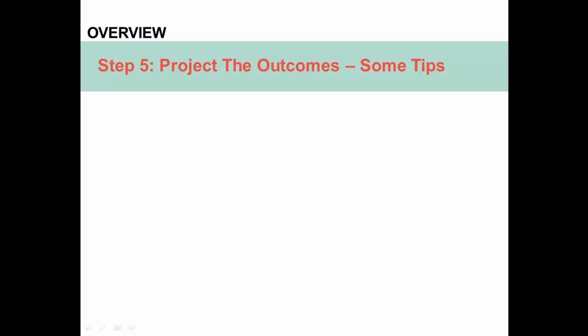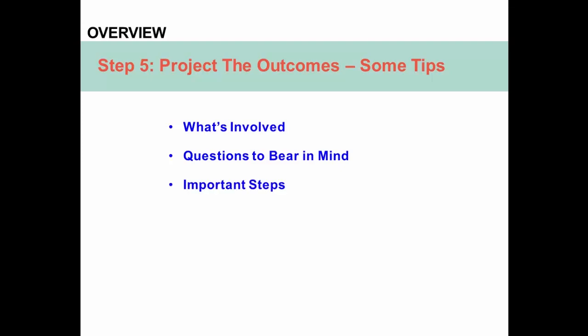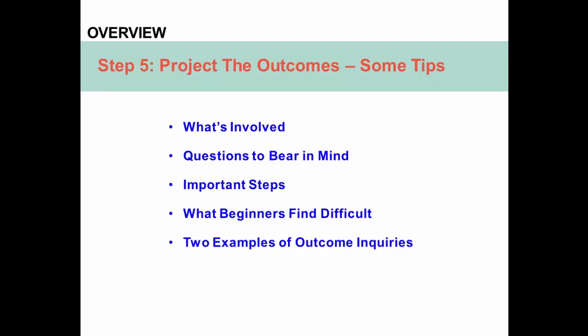This is Larry Rosenthal of the Goldman School with Step 5, Project the Outcomes. Some tips. We'll talk about what's involved at this stage of the Eightfold Path in general terms. We'll turn towards some questions to bear in mind. We'll talk about some important steps that the analyst takes here. We'll discuss what beginners tend to find difficult. And lastly, 2 examples of outcome inquiries.